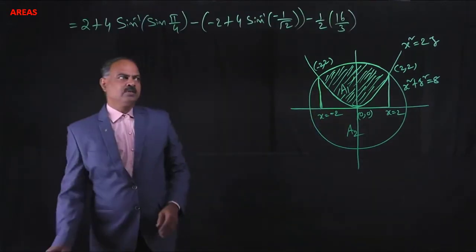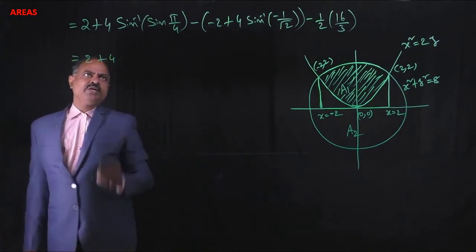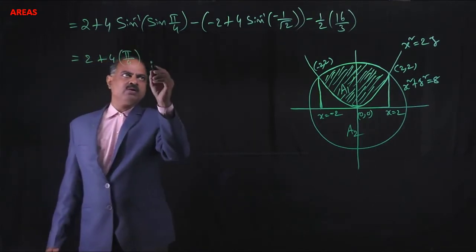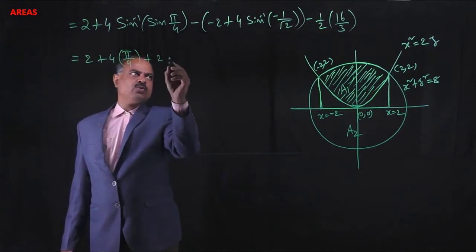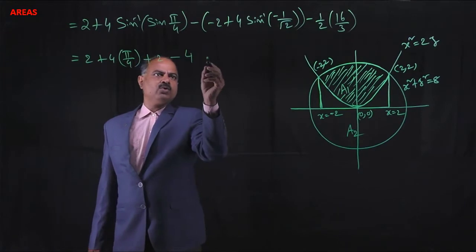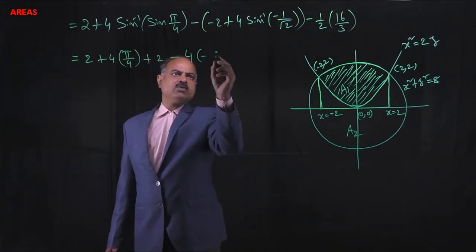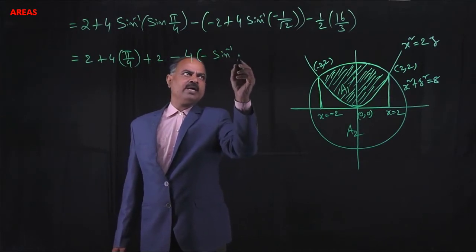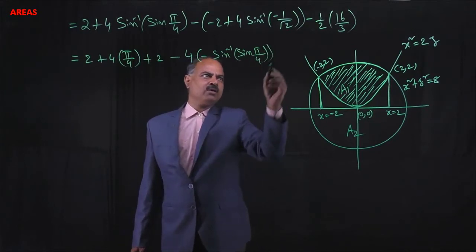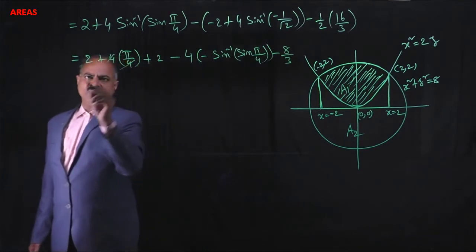Next, this is equals to 2 plus 4 into sine inverse sine pi by 4 that is equals to pi by 4, minus of minus plus 2 minus here that is a minus 4 into sine inverse of minus 1 by root 2, that is equals to minus sine inverse 1 by root 2, that is sine pi by 4, minus 8 by 3. Now here this 4 and 4 get cancelled.